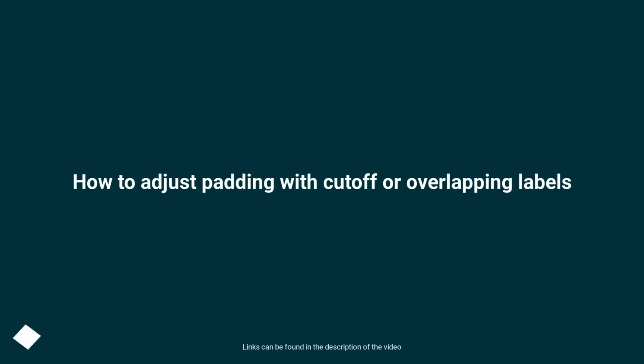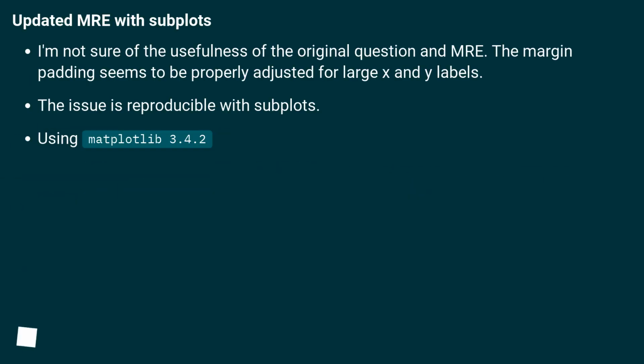How to adjust padding with cutoff or overlapping labels. Updated MER with subplots. I'm not sure of the usefulness of the original question in MER. The margin padding seems to be properly adjusted for large X and Y labels. The issue is reproducible with subplots. Using matplotlib 3.4.2.